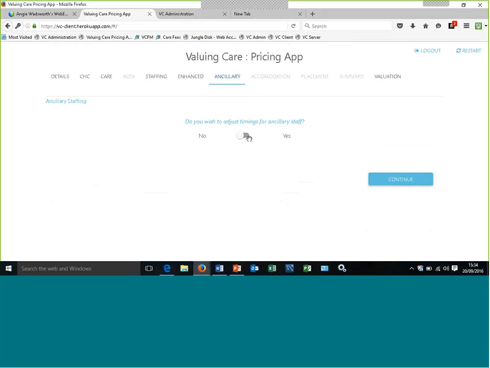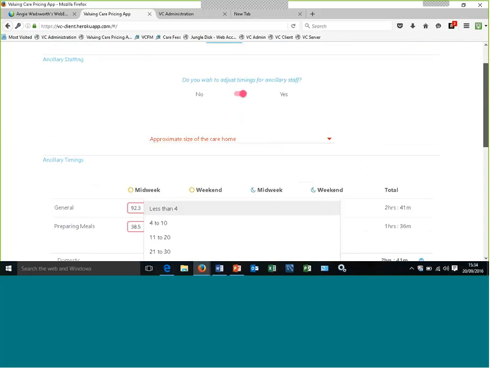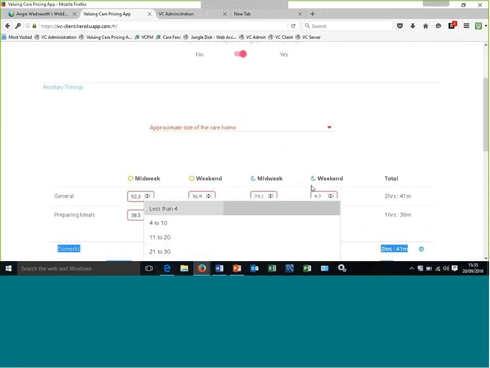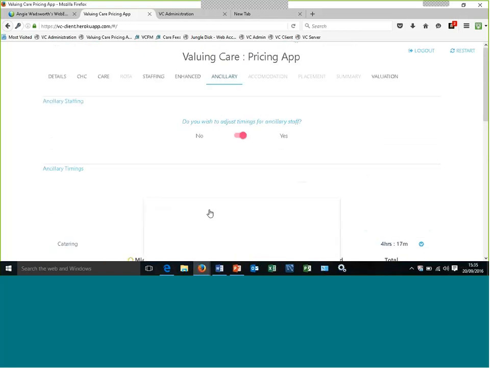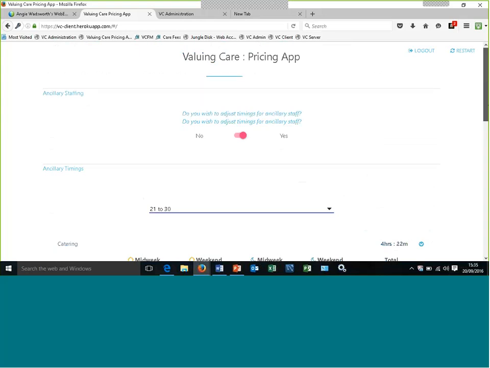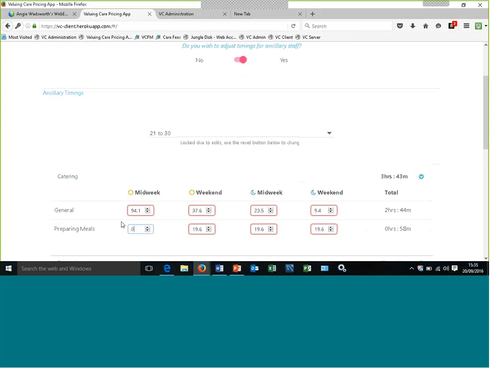Do I want to adjust the timings for ancillary staffing? Well, I do, because Sandy is going to be helped to prepare his own meals. So I don't want the ancillary staff for preparing meals as part of his package. I've already accounted for that additional 1 to 1 hour. So I don't want any preparation time for his meals. That's something that the care staff are going to be doing. So I can remove that.